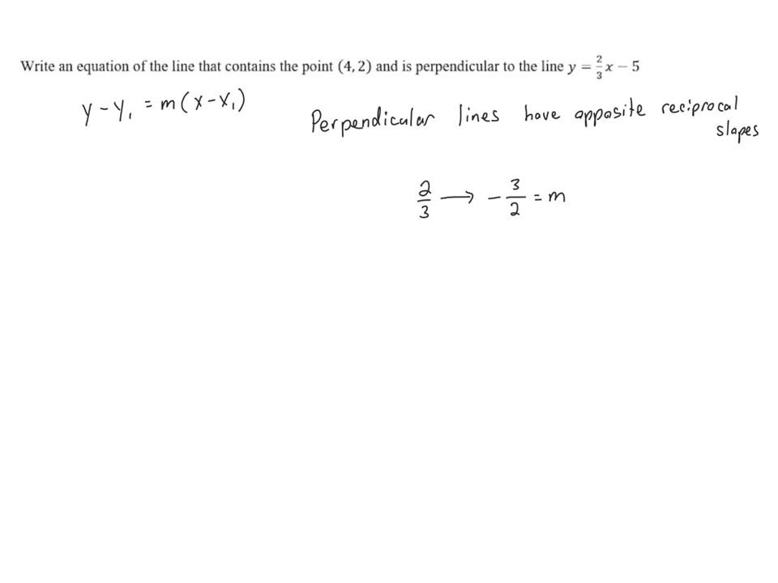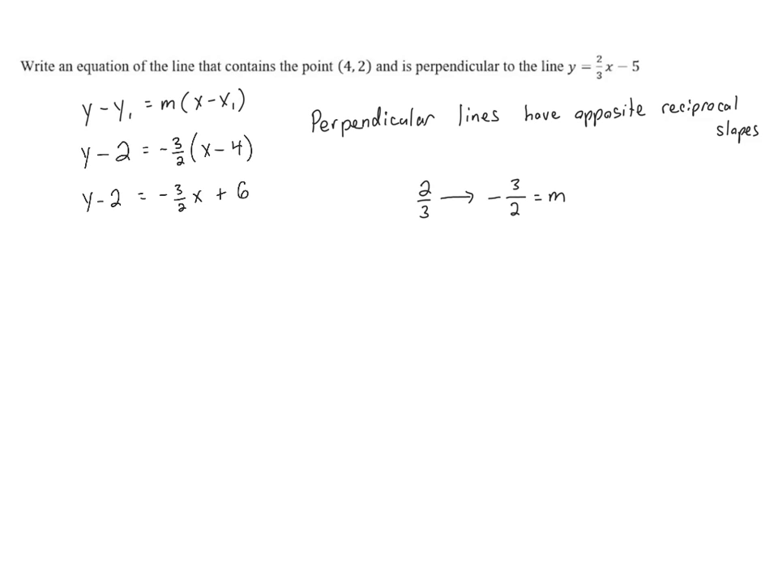Once we have that, we can go to point-slope form to figure out the equation of our line. We've got y minus y1, where y1 is 2 in this case, equals m, negative 3/2, times (x minus x1), and x1 is 4. We can distribute that negative 3/2 on the right. That gives us y minus 2 equals negative 3/2 x. It's going to be plus, because we have a negative times a negative: 3/2 times 4 is going to be 12/2, which is the same as 6.